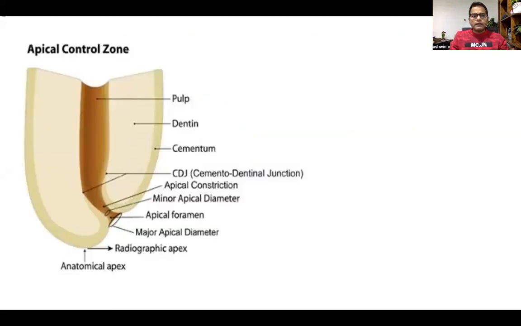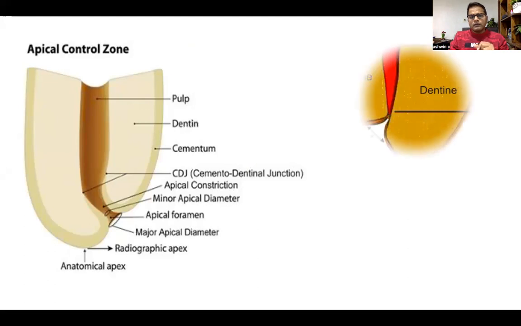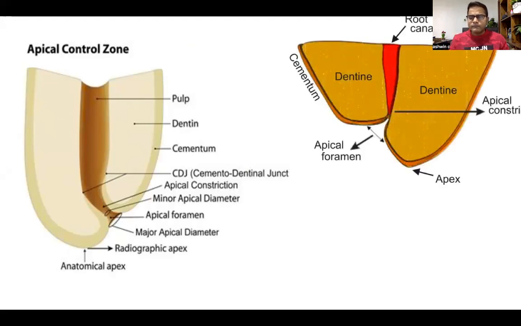Why apex locator? This is called the apical control zone. At the tip, you have the apical foramen, but the apical foramen is not a point. It is a funnel shaped entity, which has a minor diameter at the top and a major diameter down under. If you see the diagram, you have to be short of that minor diameter also, and that's called the apical constriction, the most constricted part of the canal. And now that apical constriction is better determined by apex locator three-dimensionally.